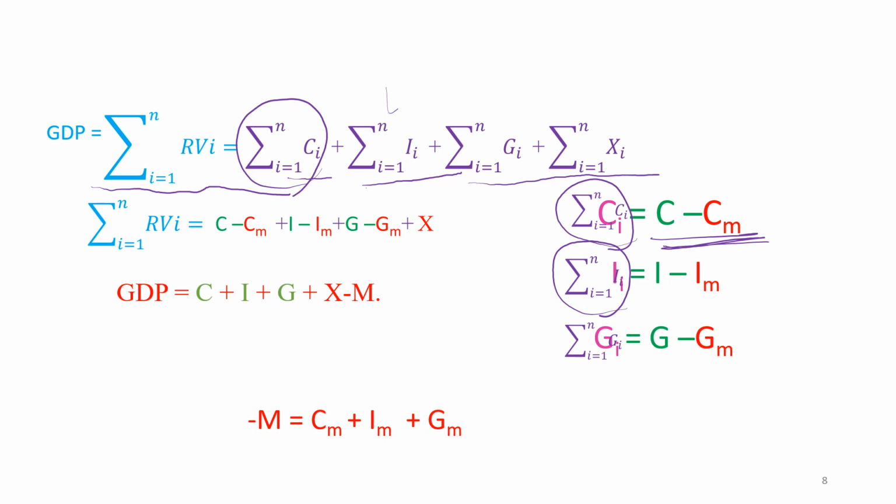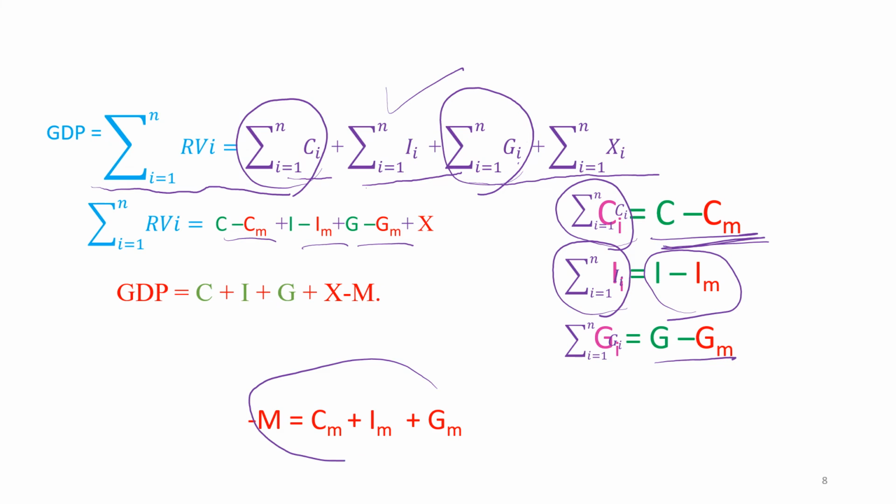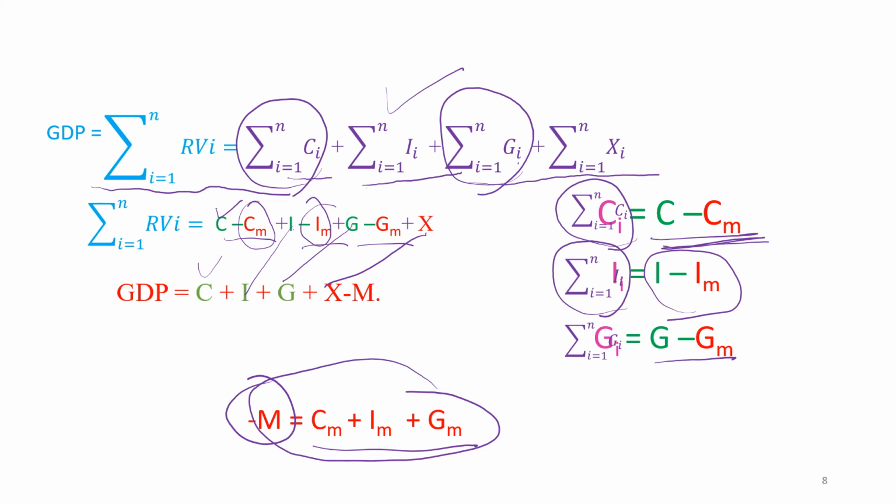In the place of sigma i equals 1 to n Ii, we are going to substitute I minus Im. In the place of G, that is sigma i equal to 1 to n Gi, we are going to substitute G minus Gm. When you substitute like this, all expenditure on imports will be separated and added, and denoted by minus M. The left out ones, C, I, G and X, you need to write down, and all those things which we call expenditure on imports are denoted by minus M.